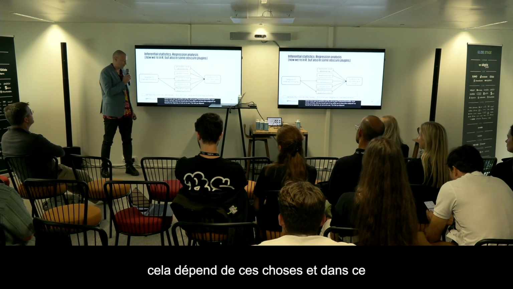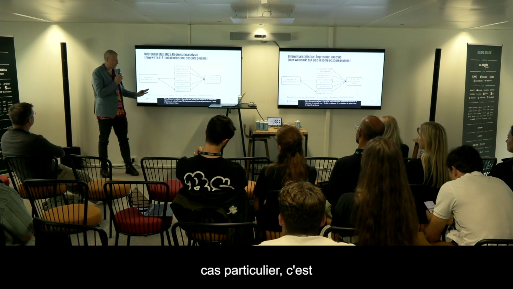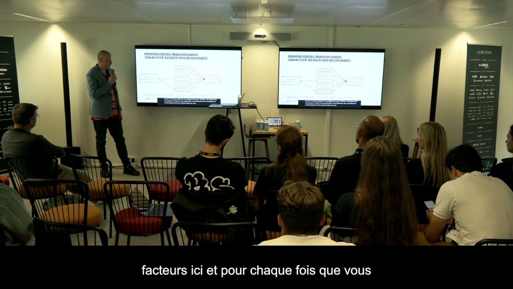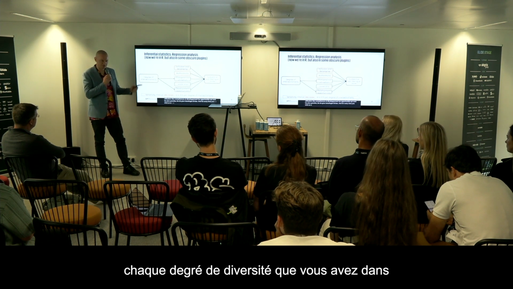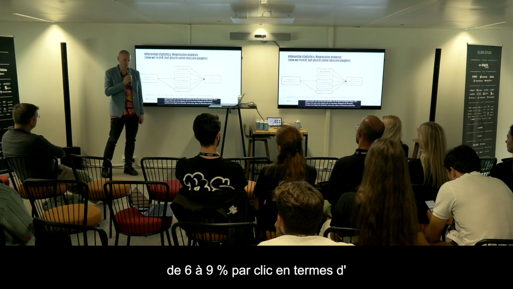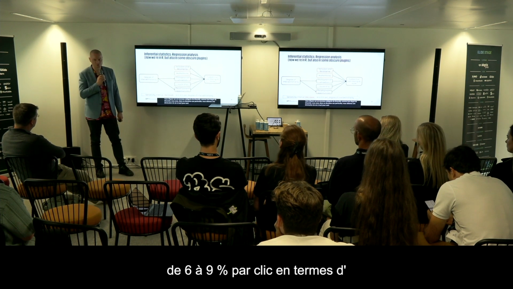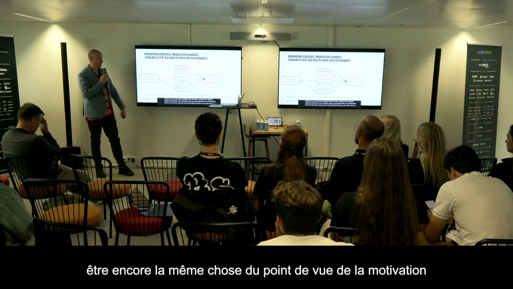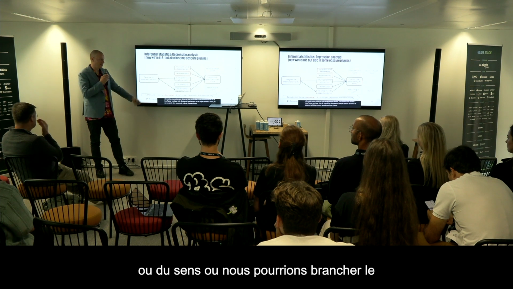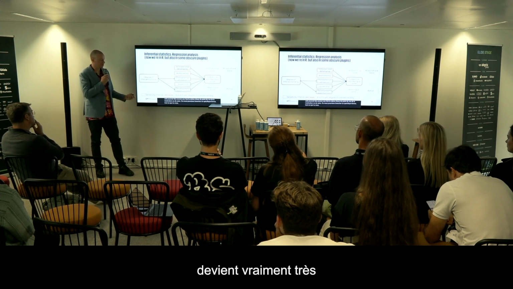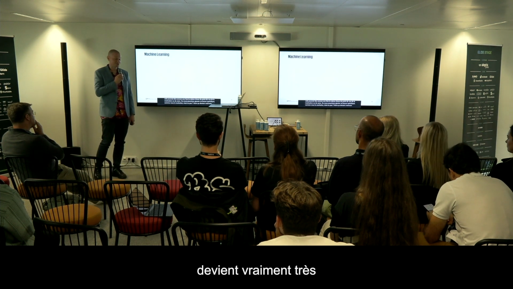And what does it depend on? Well, it depends on these things. And in this particular case, it's competence utilization and development opportunities that are the big factors here. And for every time you click on a new diversity category, like every degree of diversity you have, in this particular case, you get a decrease of 6 to 9% per click in terms of subjective well-being at work. So, and it could be, again, the same thing from motivation or meaning, or we could plug in days of sick leave, bonus, whatever you want, right? So it becomes really, really precise.